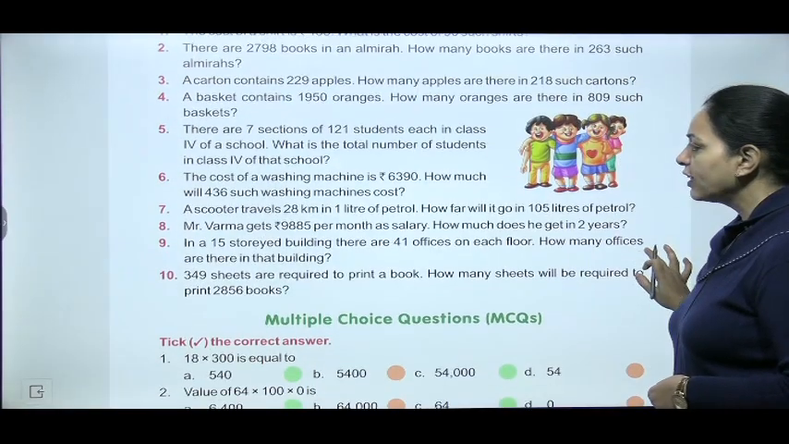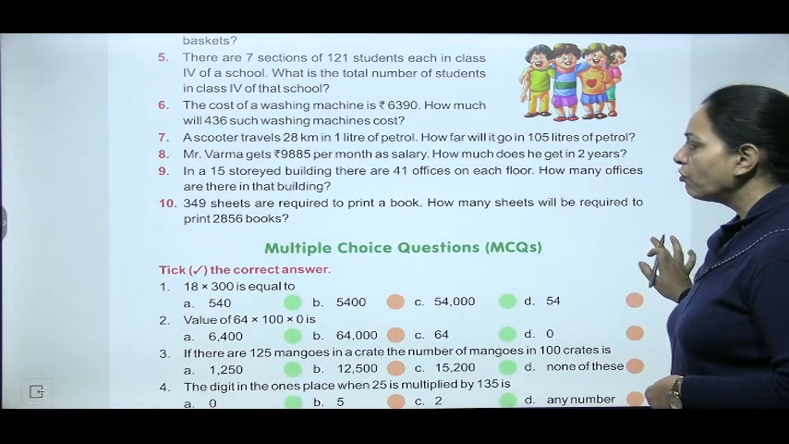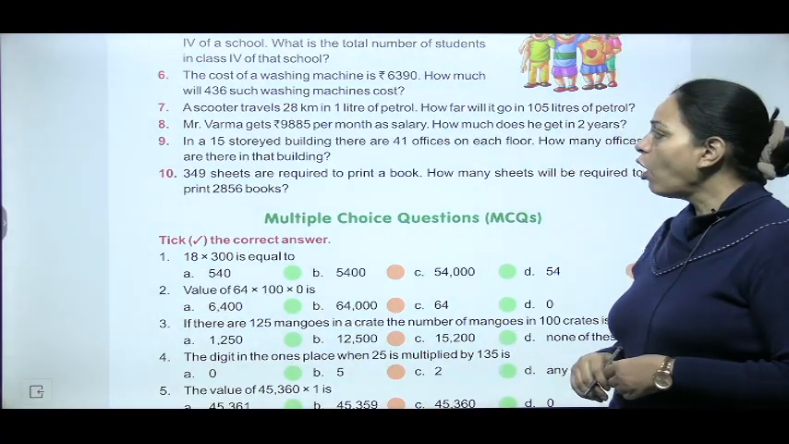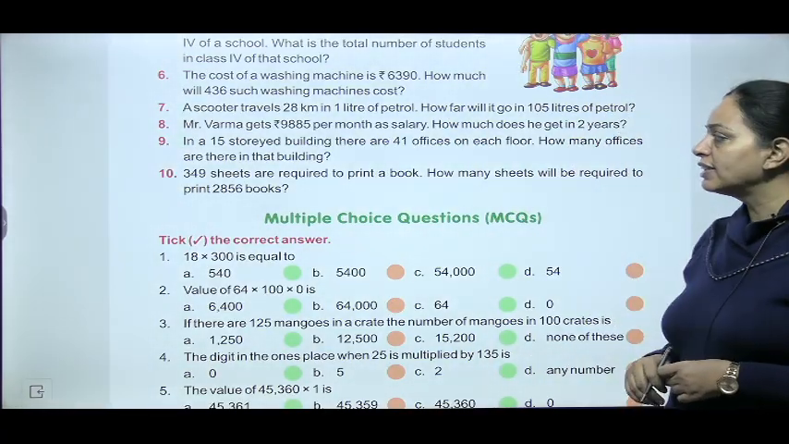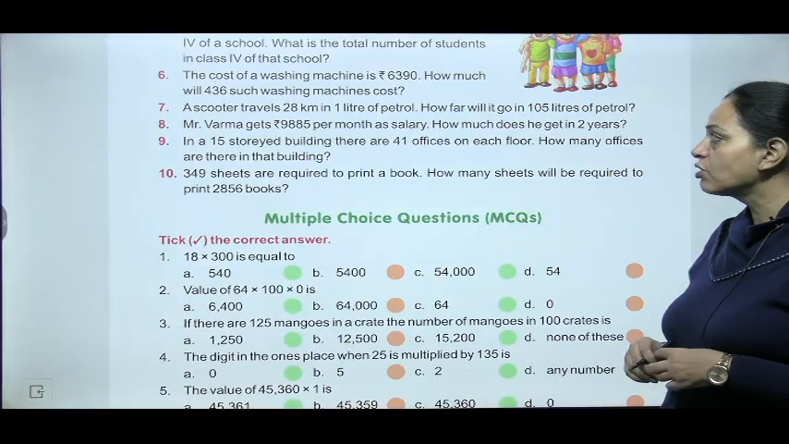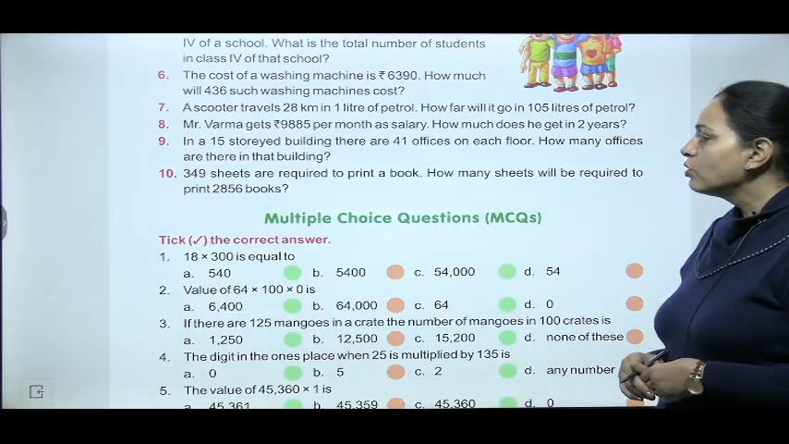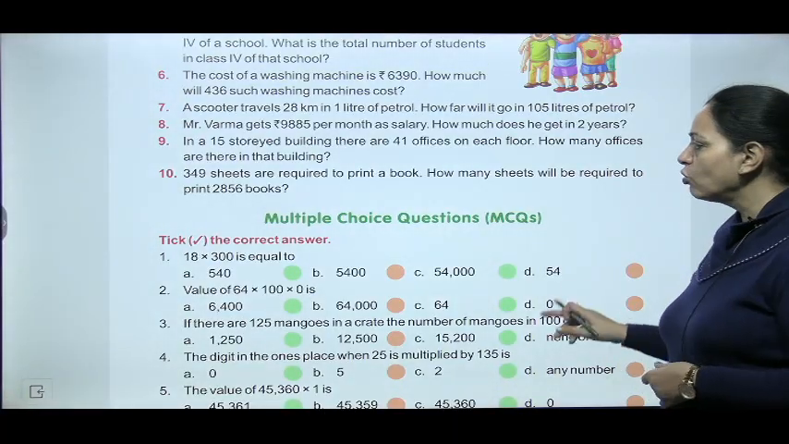Okay, like here, sixth question. The cost of a washing machine is rupees 6,390. How much will 436 such washing machines cost? तो हम क्या कर देंगे, दोनों को multiply. So similarly, you can try these questions.